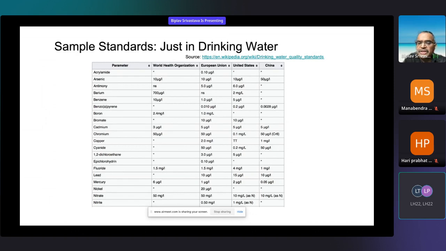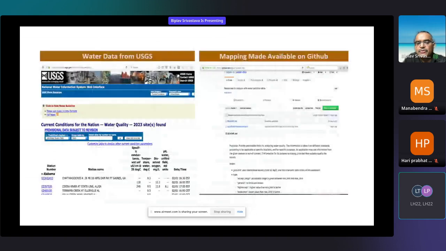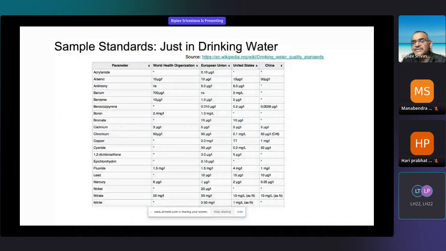We can do this by assuming that the water is safe by default, and then looking for any information which can help us figure out that the water is unsafe. So it is background knowledge. We assume that it is safe, and we need evidence for unsafety. That's how we can tackle the lack of data and yet make meaningful interpretation.